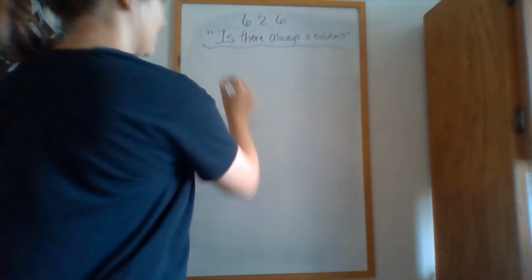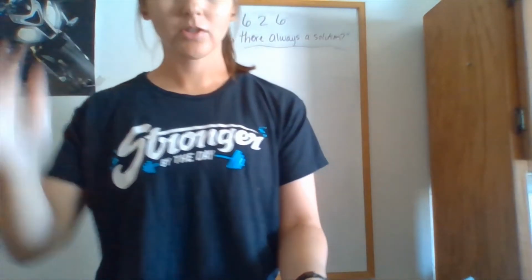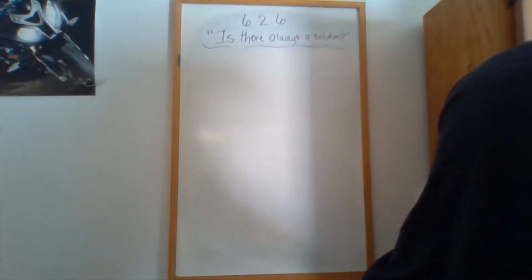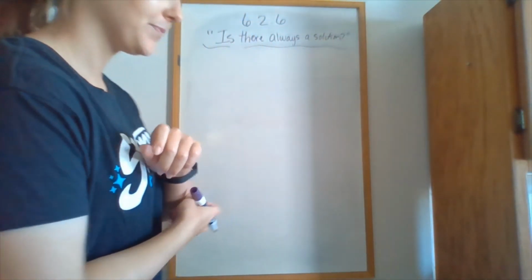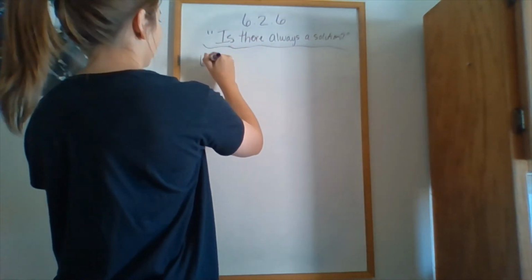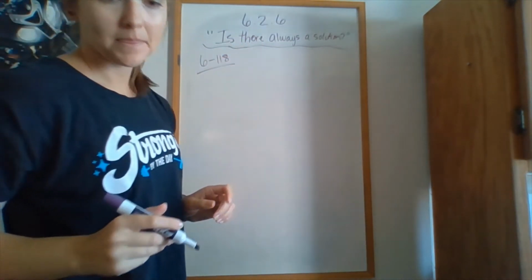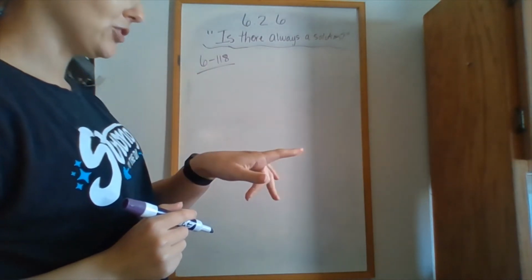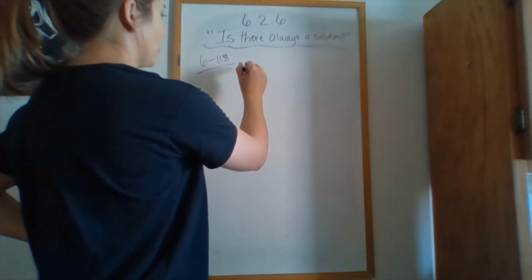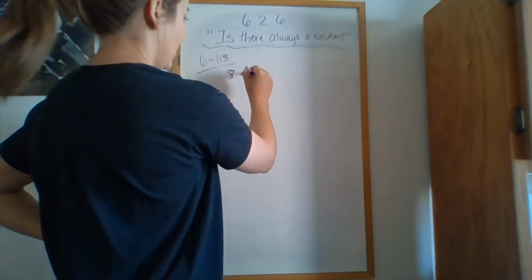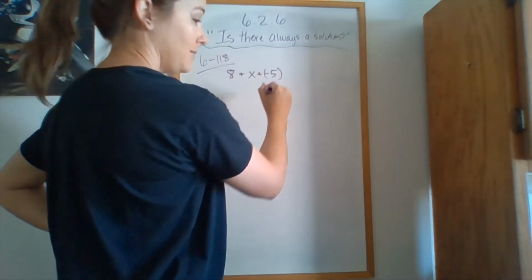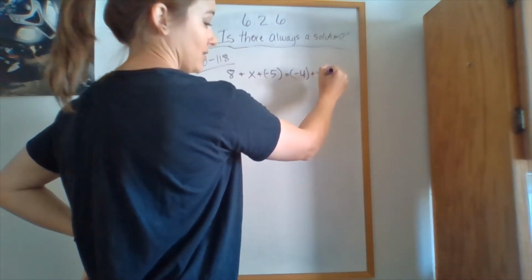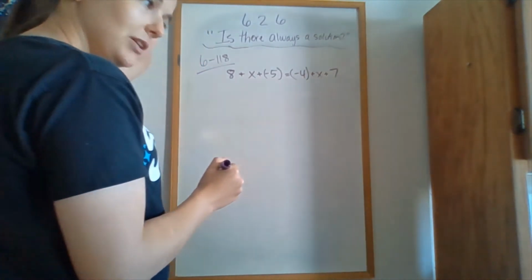Moving on, 6-117. And skip 6-117. We're going to move on to 6-118. All right. Use the equation, the one that gives you to complete parts A through C. I'm going to write down the equation: 8 plus x plus -5 equals -4 plus x plus 7. And there's our equation.